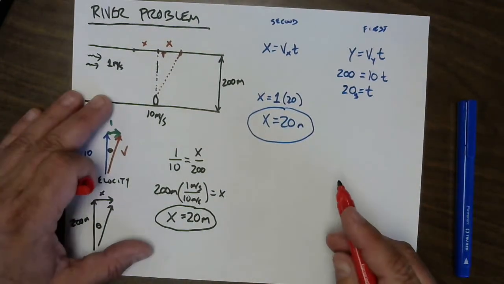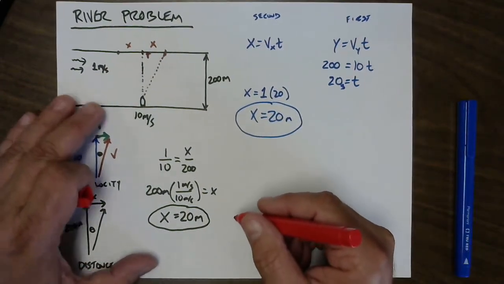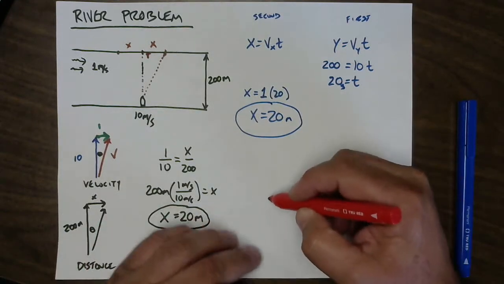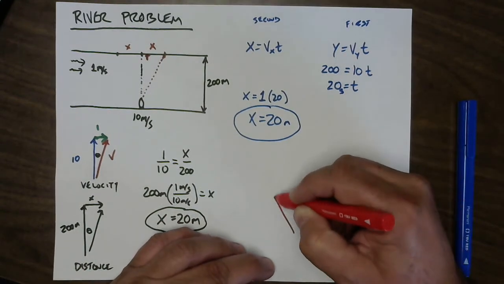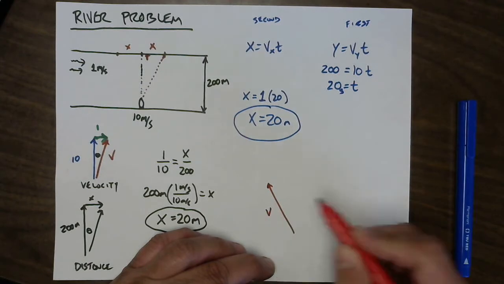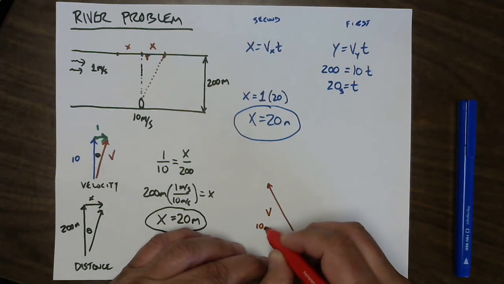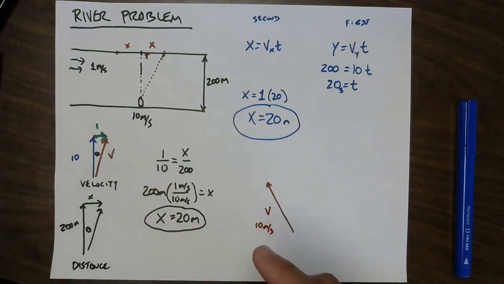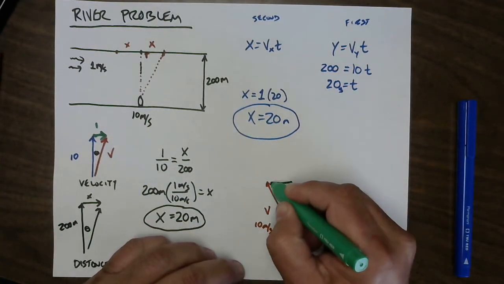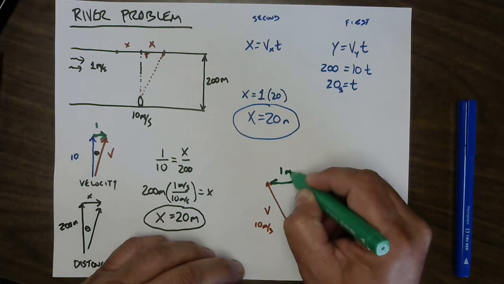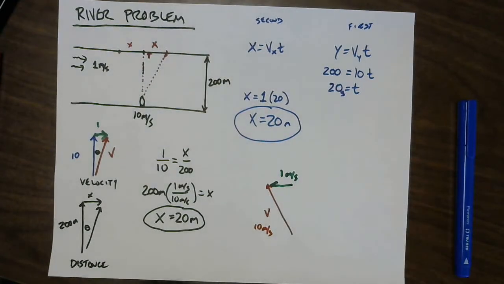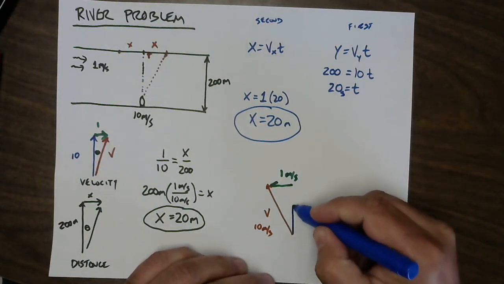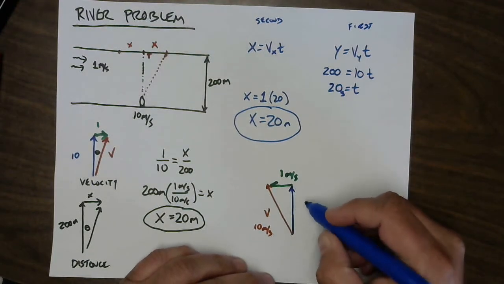The way to solve this problem really goes back to the vector nature of it. See, what we want is we want to point the boat in some direction at 10 meters per second, so that this component of the boat's velocity is exactly equal to 1 meter per second. Thus, the resultant velocity of the boat will be straight across.